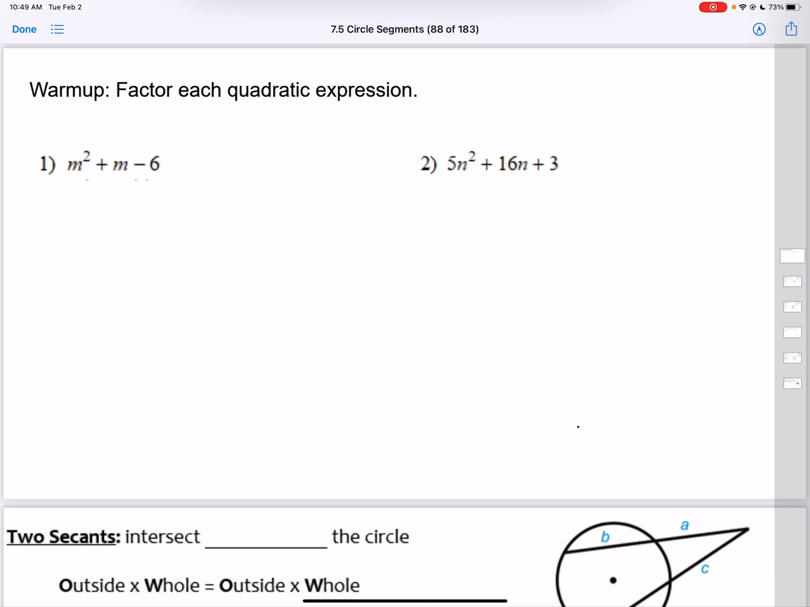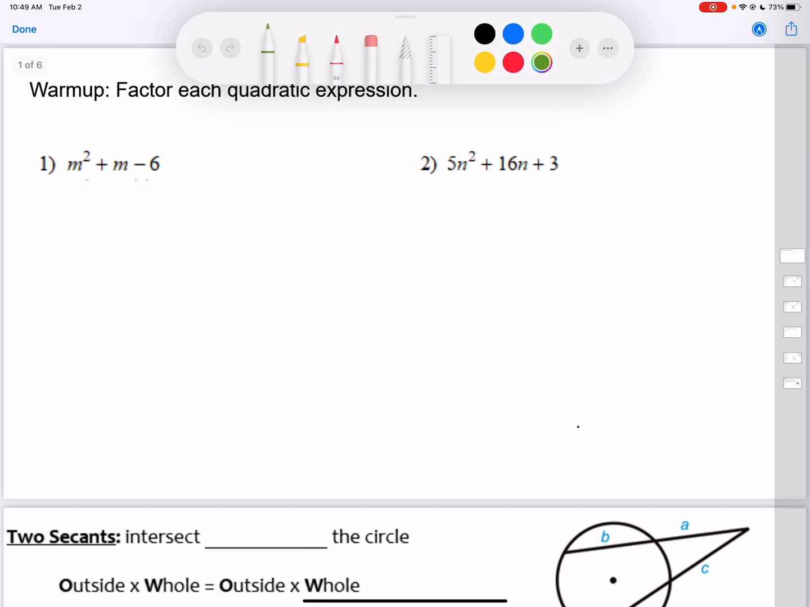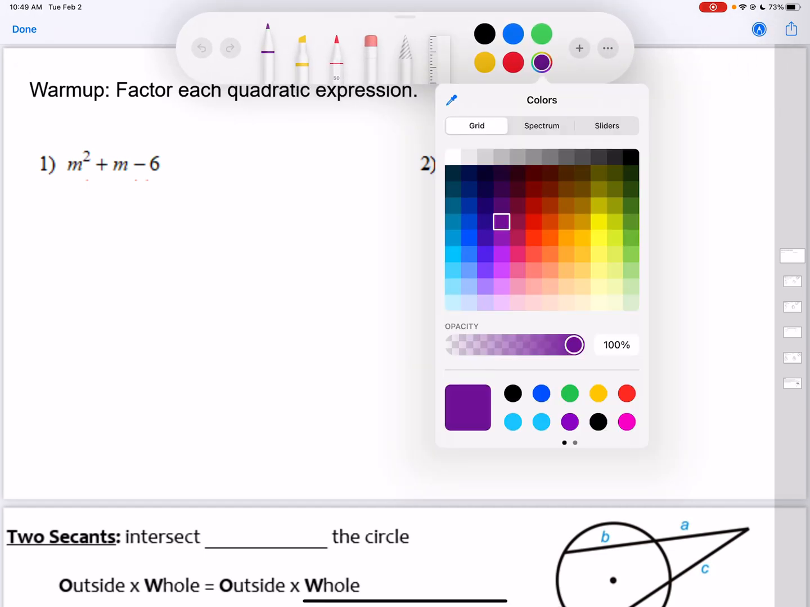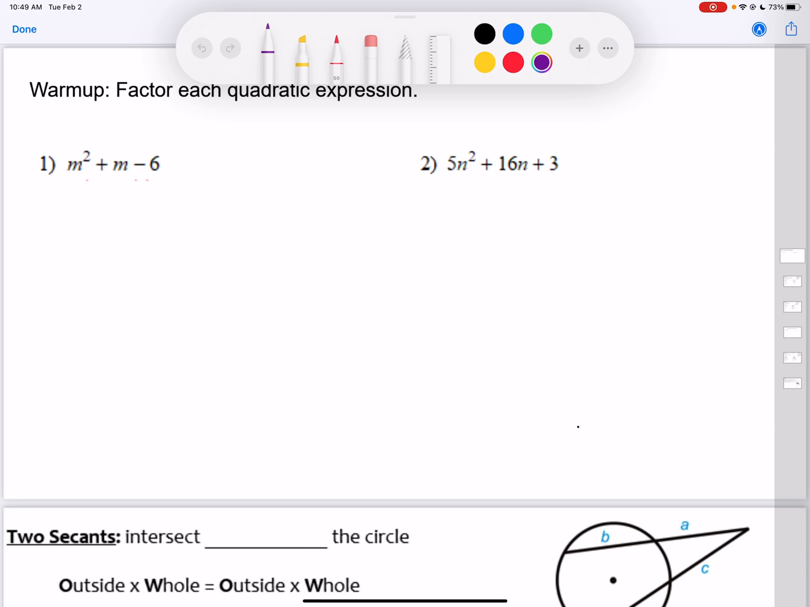Hi guys, today we're going to work on 7.5 circle segments. So there are a few more formulas that you have to be able to know in order to solve for the different parts within a circle. So the first thing that we're going to do is factor and see if we remember factoring.